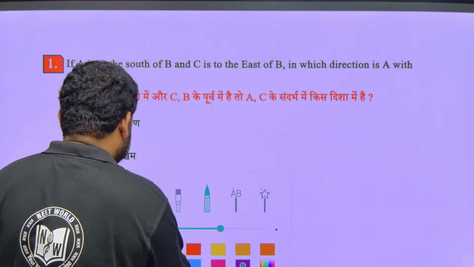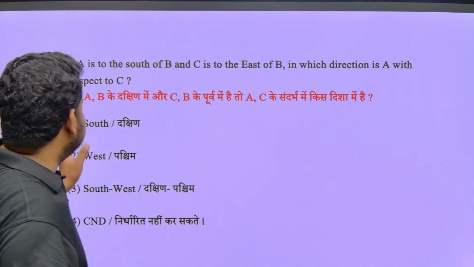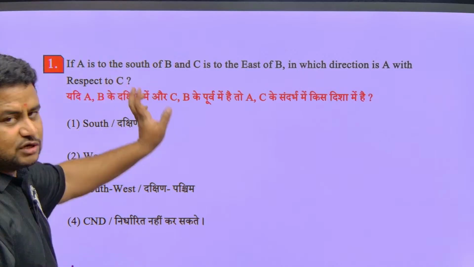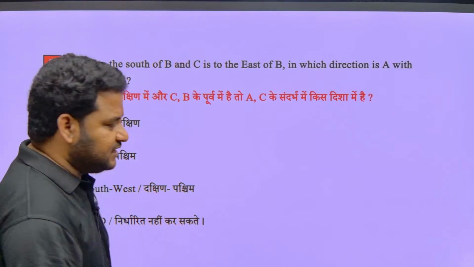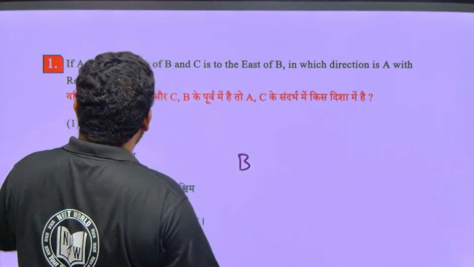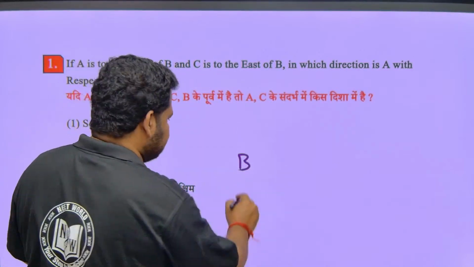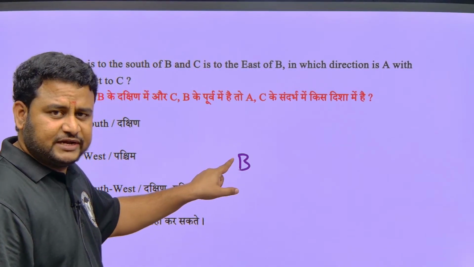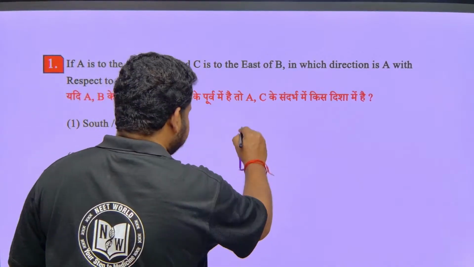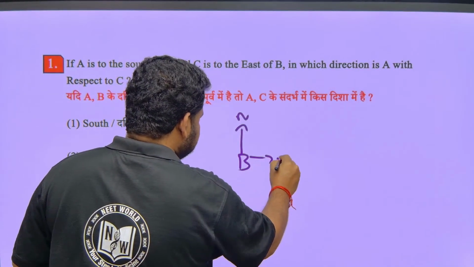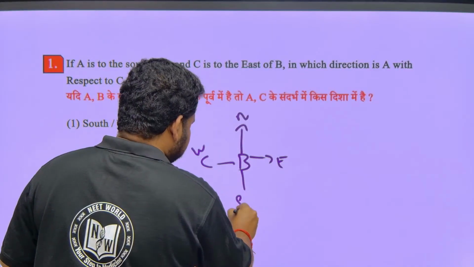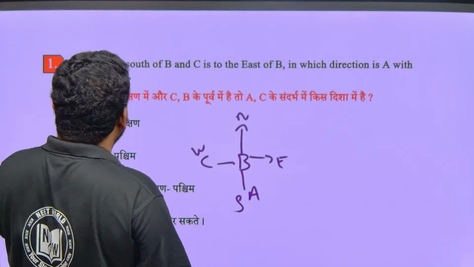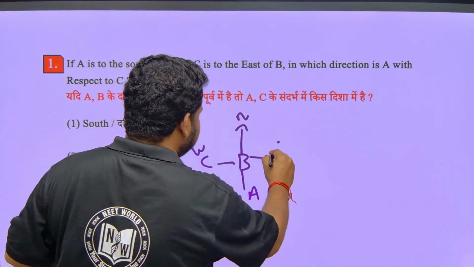Have a look at this question, what they are telling. If A is to the south of B and C is to the east of B. A is to the south of B, so first I should fix B. South of B means below B. The center point we have to take as the reference point is B. If I take B as the center point, this is north, this is east, this is west and this is south. Now, A is to the south of B, that means A will come here. C is to the east of B, that means C will come here.